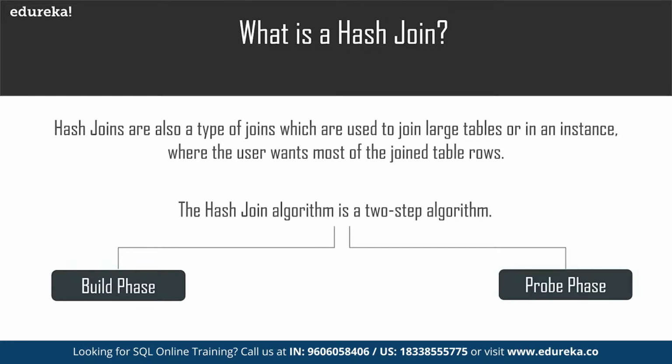So hash join is again a type of join which is used to join large tables, and it has mainly two steps, that is the build phase and the probe phase. In the build phase, you create an in-memory hash index on the left side of input, and in the probe phase, you go through the right side of input one row at a time and find the match using the index created in the build phase. So guys, that was about the hash join.